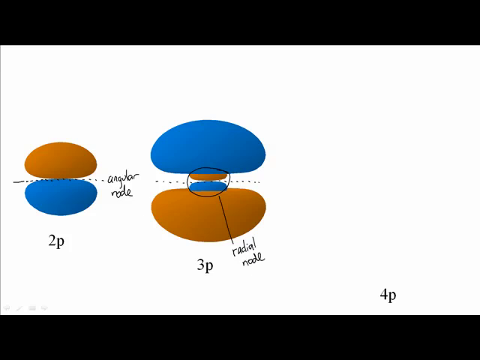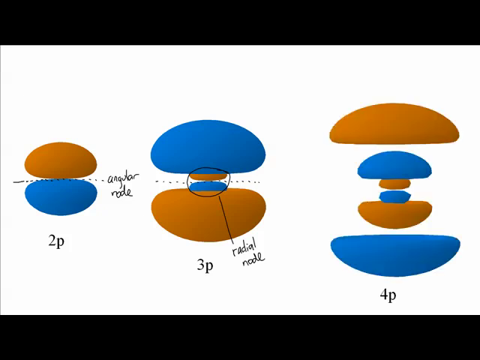I love this slide because it reminds me of Super Mario Brothers. And then 4p, even bigger, still has the 1 angular node down the middle, but now it's got 2 radial nodes. This part, especially right there, that mushroom, makes me long for my childhood.